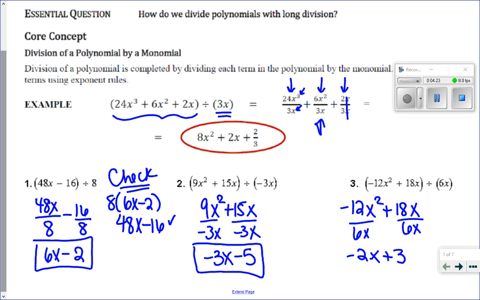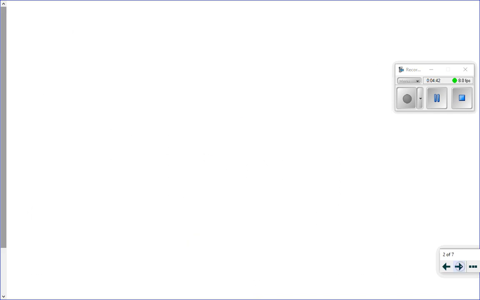And on number 3, when you divide each term by 6x, your result should have been negative 2x plus 3. So if that feels comfortable, then you're all set when dividing a polynomial by a monomial. It's just really dividing each term and distributing that operation. Okay? Now, go on to the next page.